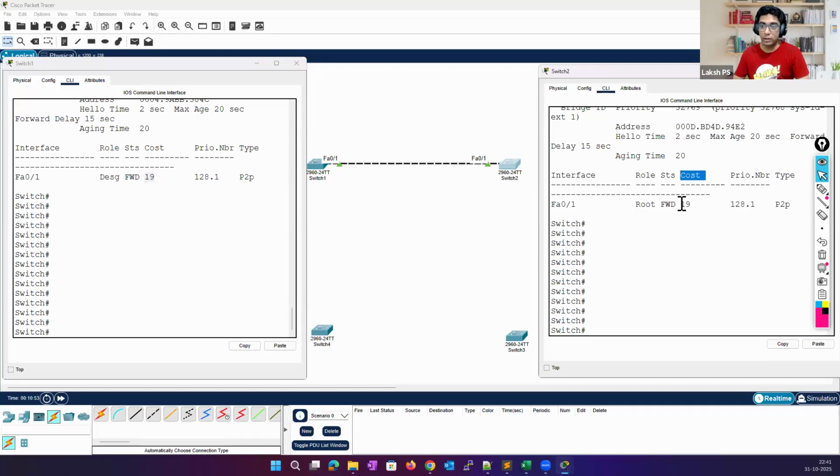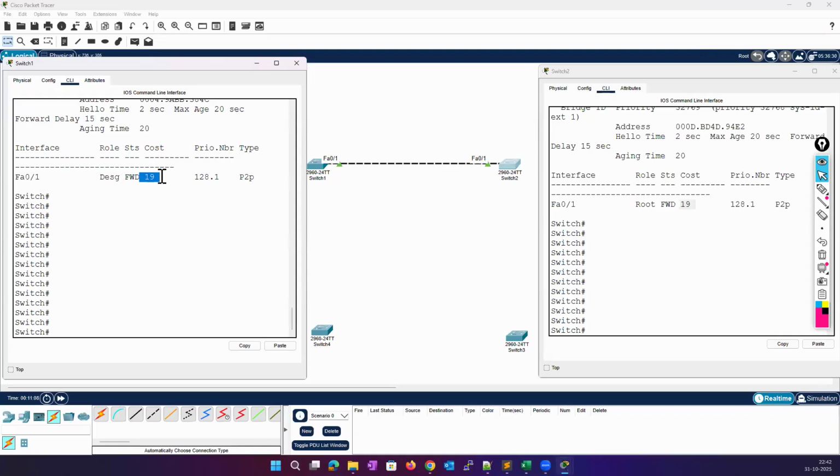This cost does not mean its cost to reach the root switch. It's its own spanning tree cost. Here also it says its own spanning tree cost. So own cost will be zero only, right? Own means self reaching self. No, no.